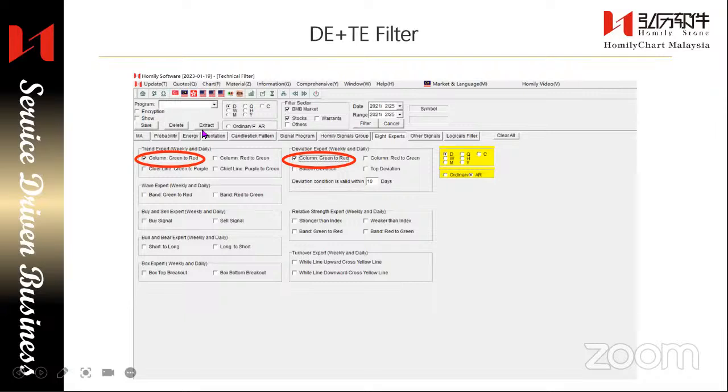The solid red and the hollow red. So this red means the buying funds are stronger than the selling funds. The solid red means it's stronger and stronger. The hollow red means it's weaker. So the buying funds are stronger than the selling funds, but weaker. All three indicators are named: trend expert, deviation expert, long and short fund.